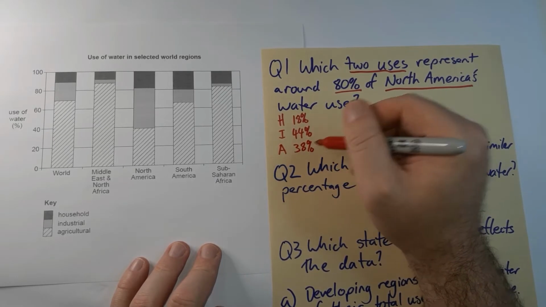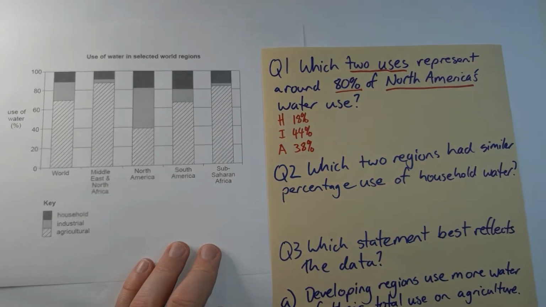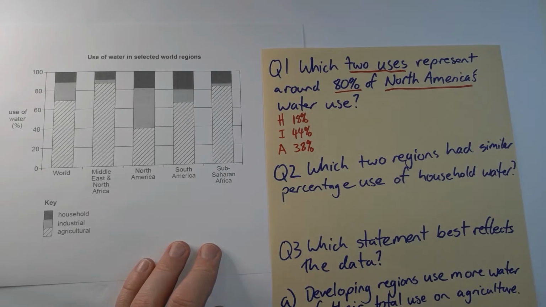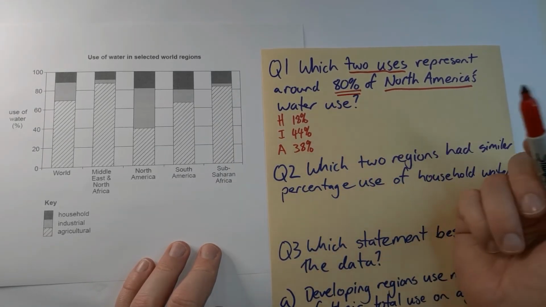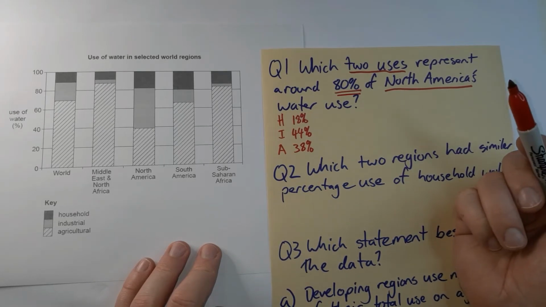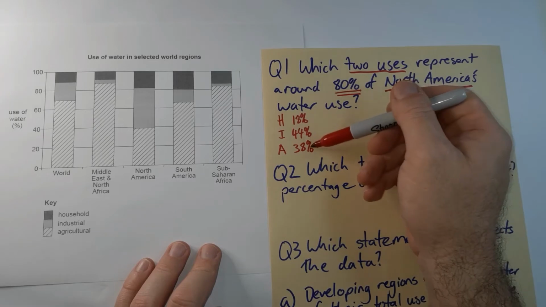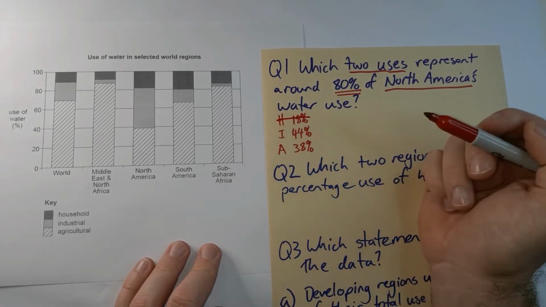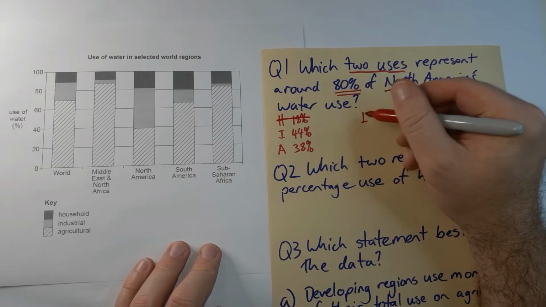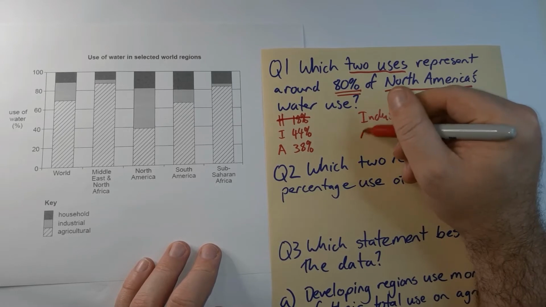Now, theoretically, these 3 numbers will add up to 100%, like I mentioned before. So what I want to figure out is which 2 would add up to a number that's very close to 80%. Now, straight away, I can see that using household with either of these 2 other ones probably won't work. So my answer is going to be industrial and agriculture.